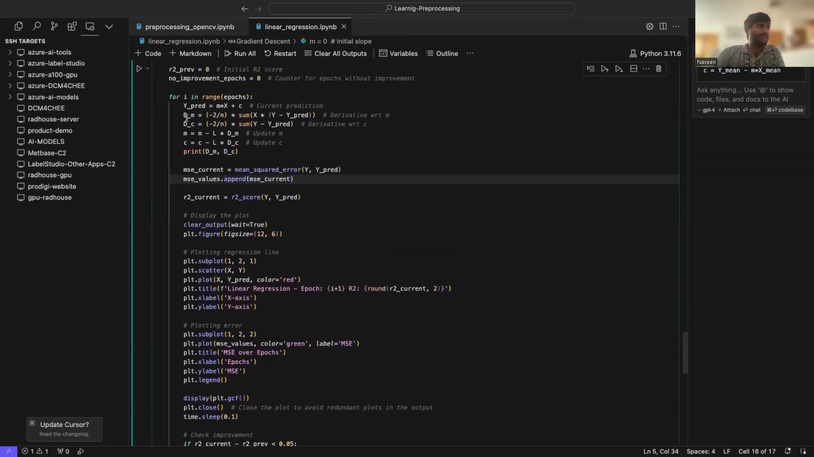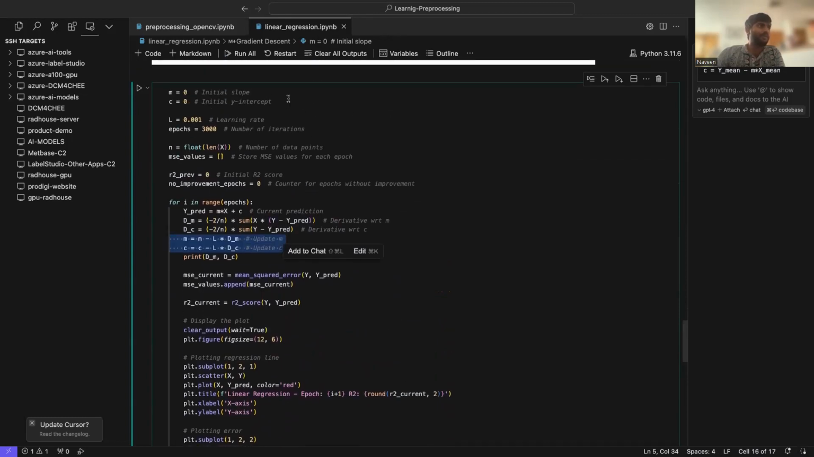This is the same thing again. I've used that particular formula here. This is the derivative of M, and this is the derivative of C. Here I'm updating M and C. I've declared M and C globally. And this is my learning rate.